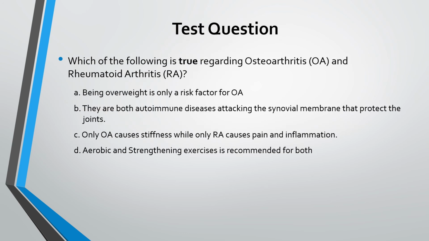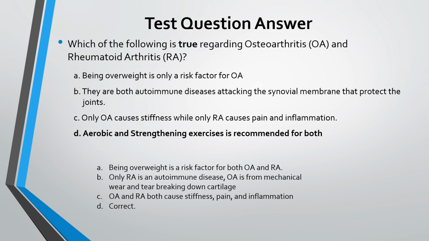So for the test question, which of the following is true regarding osteoarthritis and rheumatoid arthritis? So A, being overweight is only a risk factor for osteoarthritis. B, they are both autoimmune diseases attacking the synovial membrane that protect the joints. C, only osteoarthritis causes stiffness, while only rheumatoid arthritis causes pain and inflammation. Or D, aerobic and strengthening exercises is recommended for both.